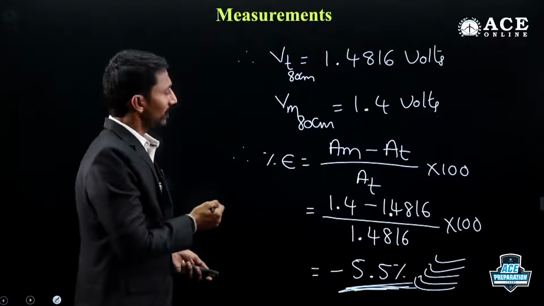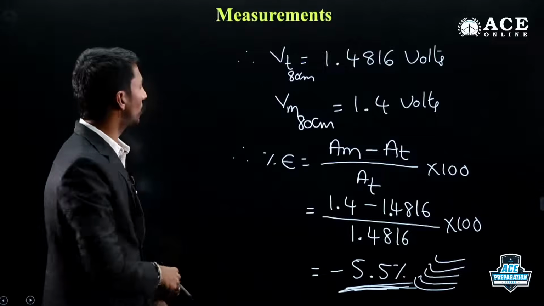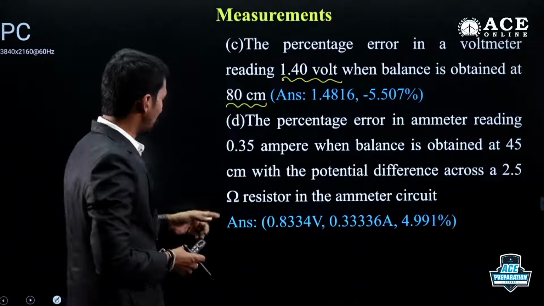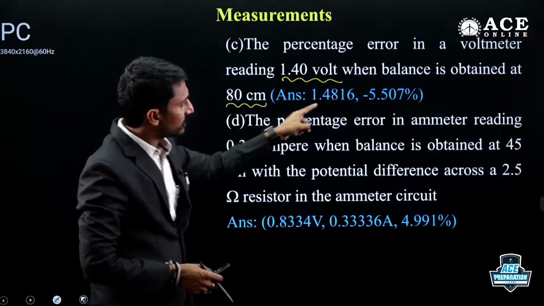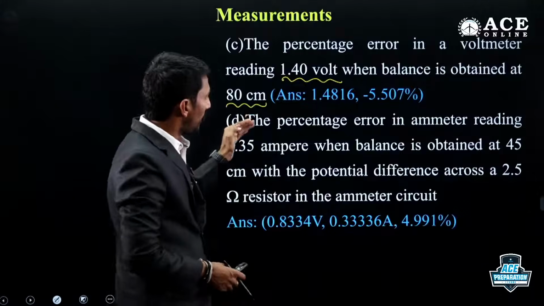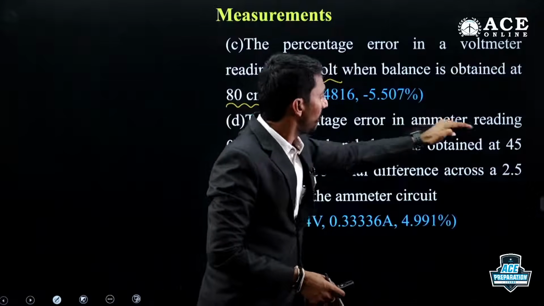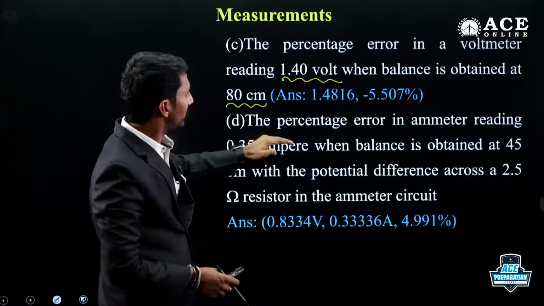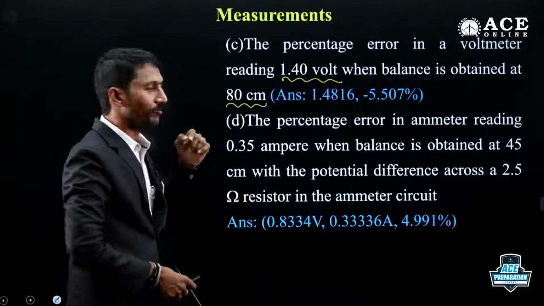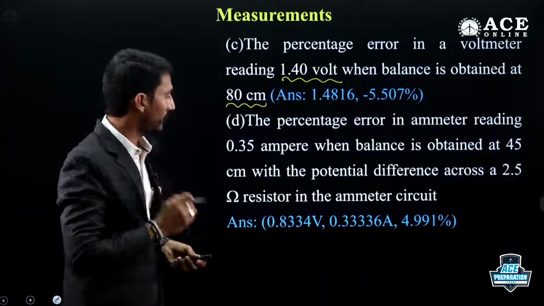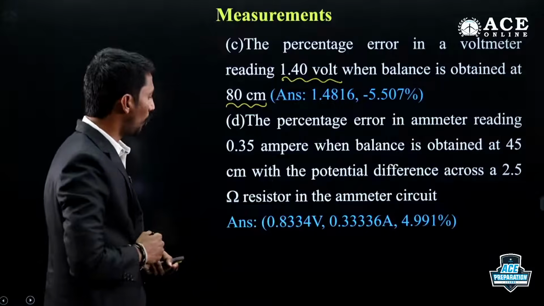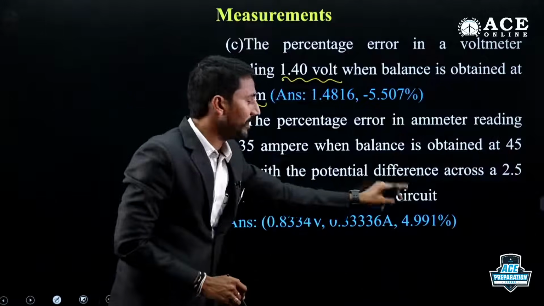Right. Now, sir, let us go to the fourth part. What is that? Here, the percentage error. Again, he is asking percentage error, but in another formulation. The percentage error in the ammeter reading, 0.35 amperes, when balance is obtained at 45 centimeter, with the potential difference across the 2.5 ohm resistor in the ammeter circuit.